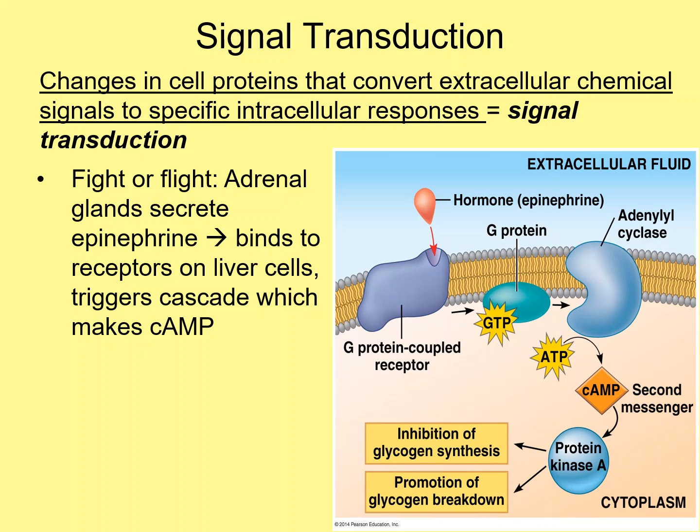So the process of hormones causing changes in the cell metabolism and physiological responses is known as signal transduction. So this is basically the process of the hormone doing its job and affecting a change in the cell.